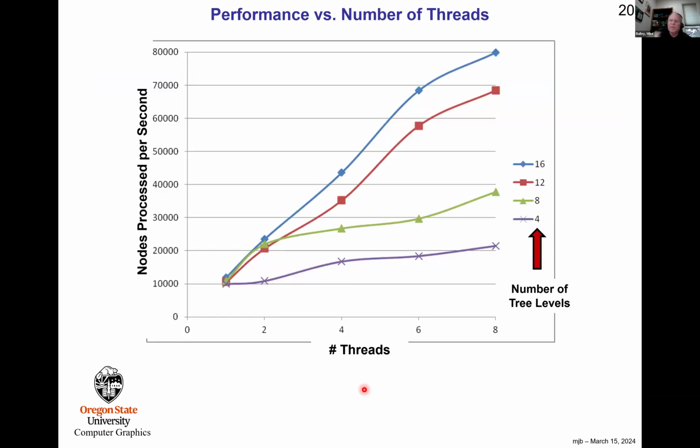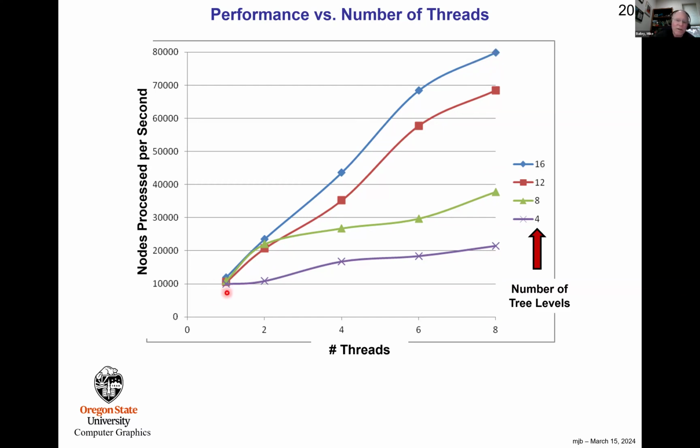Okay, performance versus number of threads. So here are different numbers of threads. Here are nodes processed per second. And these are the number of tree levels. And so I did 4 to 16. And you can see that, well, 16 is a big data set size. And you can see that for any number of threads, it really pays to have a bigger data set size.